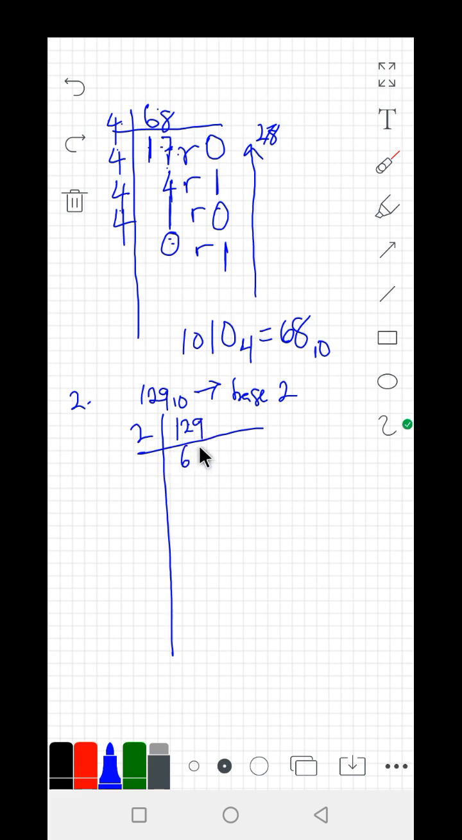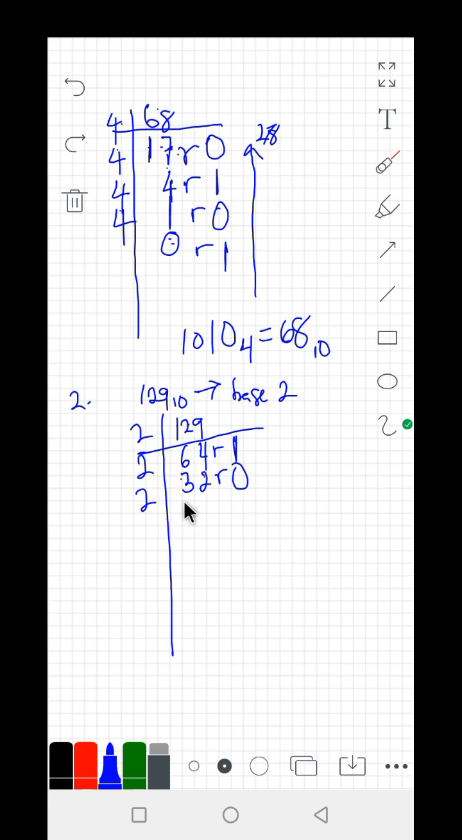9 divided by 2, take your 2 multiplication table. You know that 2 times 4 is 8, remaining 1 to get to 9. So this will be 64, remainder 1. You go with 2 again. 6 divided by 2 is 3, because 2 times 3 is 6. 4 divided by 2 is 2, and the remainder is what? 0.